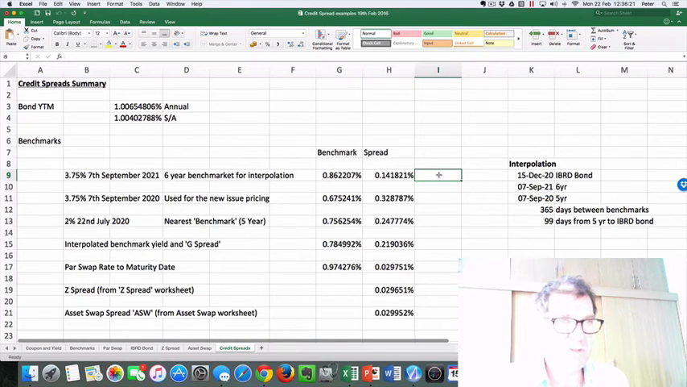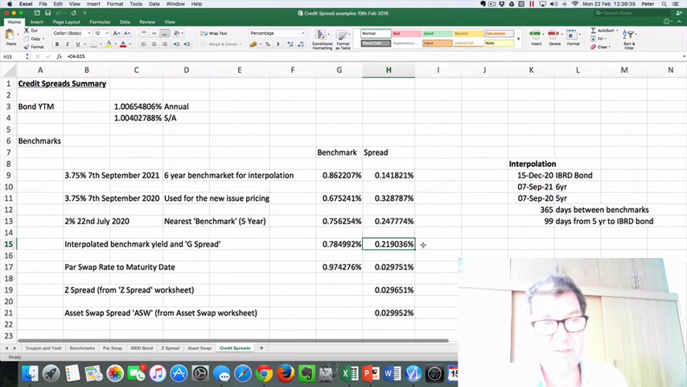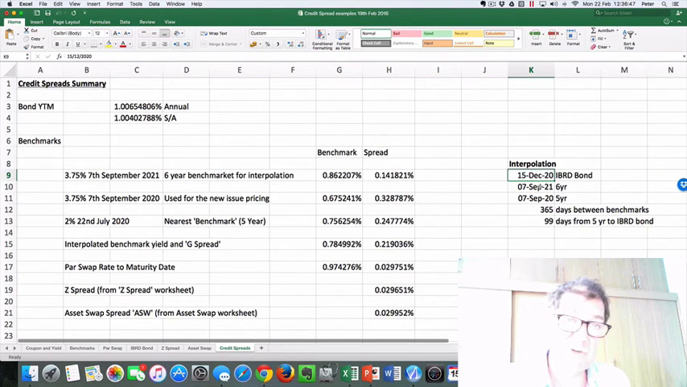So right away I've got two different benchmarks to compare with, or I've got the original comparator gilt that was used at the time of new issuance. I've also taken an interpolation between benchmarks, something shown on Bloomberg and on other systems. And what I've done here is I've taken the maturity date of the IBRD bond, and you can see this on the right hand side of the sheet. I've taken the maturity date of the 6-year benchmark and of the 5-year benchmark, and I've calculated from those a linear daily based interpolation of the benchmark yield, and I've shown it here.